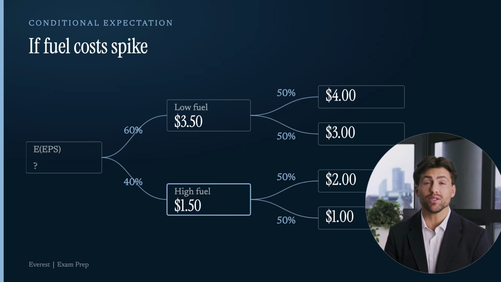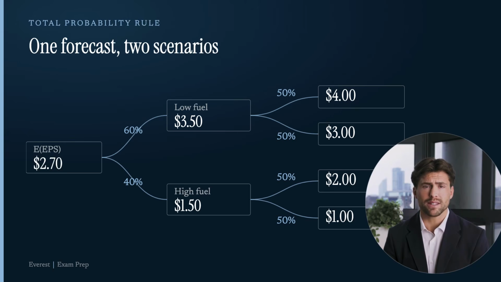Inside the high fuel branch, earnings come in at $2 or $1, again equally likely. Expected earnings given high fuel costs is $1.50. Those two numbers are conditional expected values. Each one is a forecast that applies only if that scenario turns out to be the world you are living in. To get your overall forecast, weight each conditional expectation by the probability of its scenario.